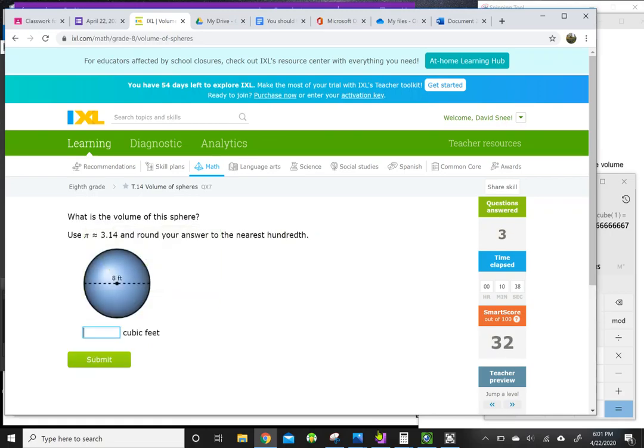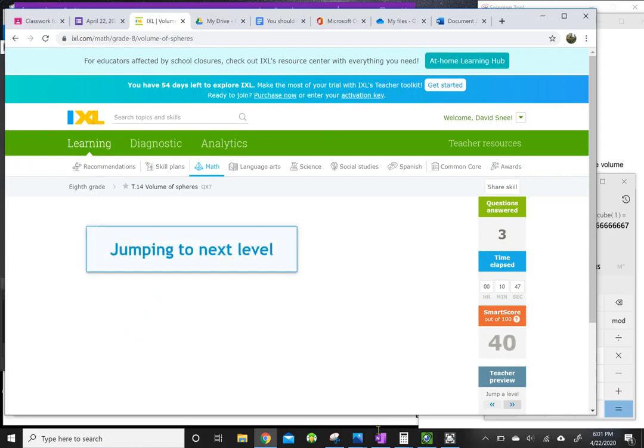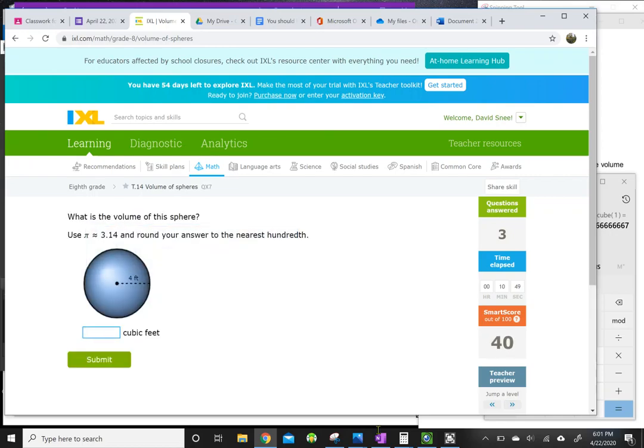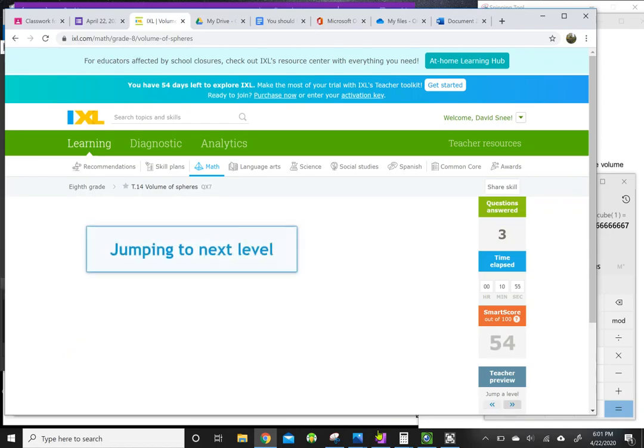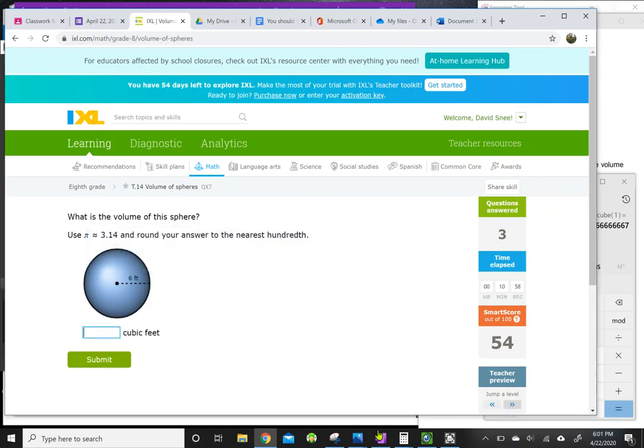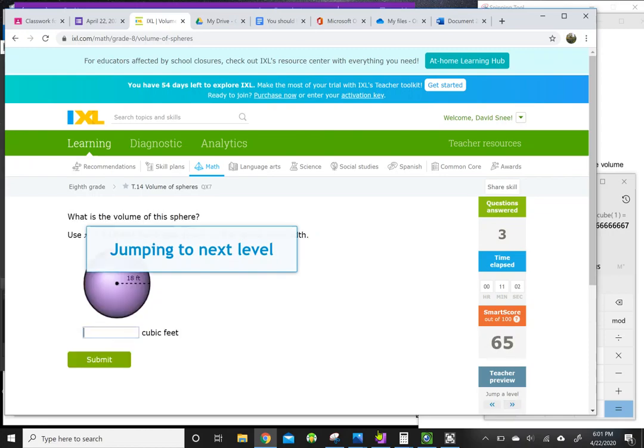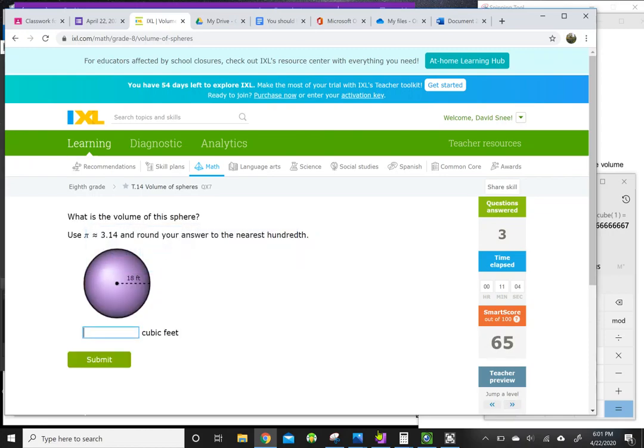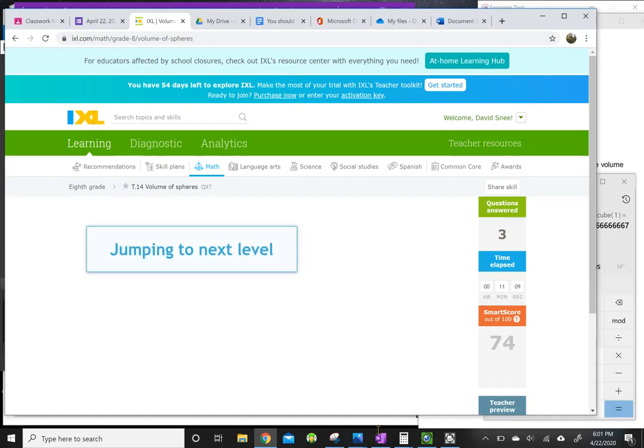All right, and this is the same problem. You're given the diameter, divide by 2, and then plug the values into the formula for volume of a sphere. And at the next level, it's the same problem. There's no difference here, okay? And what is the volume of this sphere? It's the same problem again. Just keep working through these problems, filling in what you know and finding what you don't know. For every one you're being asked, what is the volume?